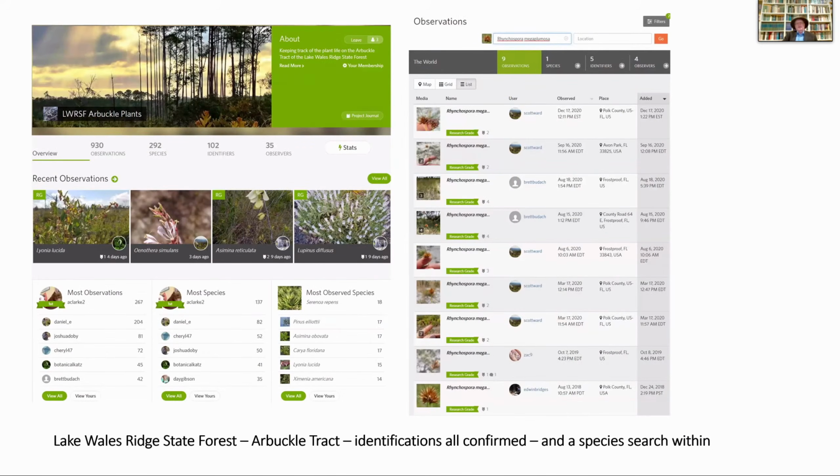And then another one that was set up by Hannah Katz before I started working with it was one for Lake Wales Ridge State Forest, Arbuckle Tract in Polk County, in which case we've actually curated and identified positive identifications on almost everything that's been recorded from that area. You can search these for location-specific species or for families or for any other taxonomic group. So in this case, I put up the locations of Rhynchospora megaplumosa that fall within the Arbuckle Tract of Lake Wales Ridge State Forest.